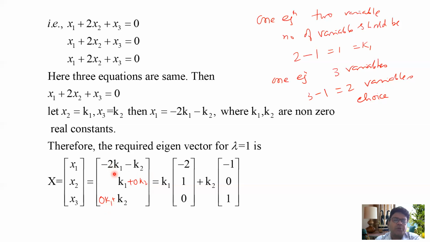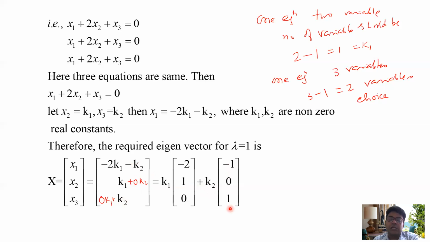Now we check the coefficient of k1. What is the coefficient of k1? Minus 2. Then 1. Then 0. So I'm writing k1 multiplied with (minus 2, 1, 0). Clear? Similarly, plus k2. What is the coefficient of k2? Minus 1. Then 0. Then 1. So I'm writing minus 1, 0, 1.